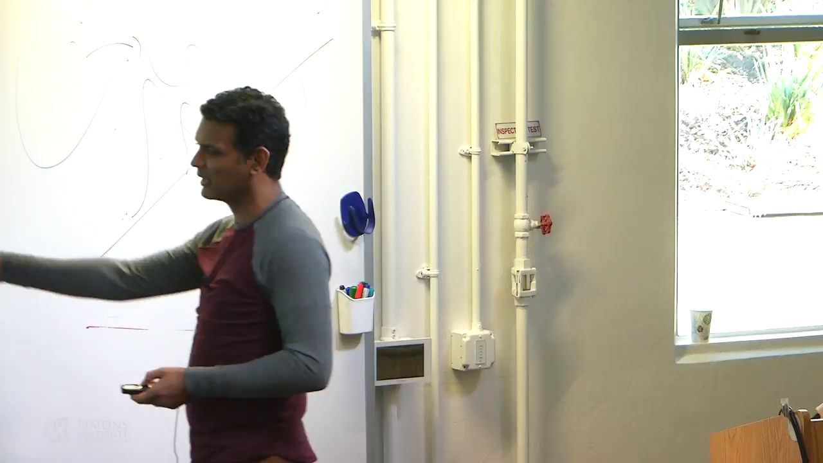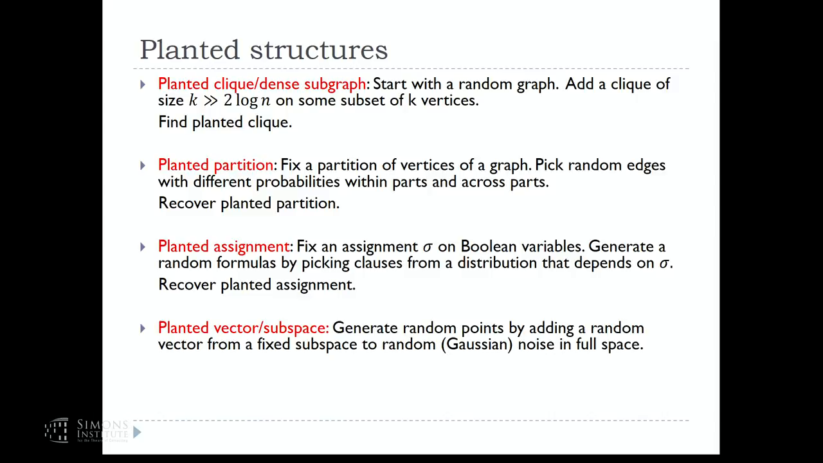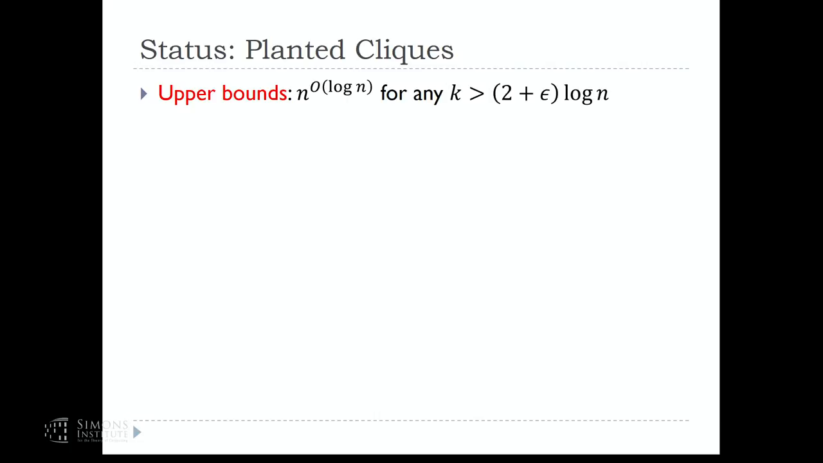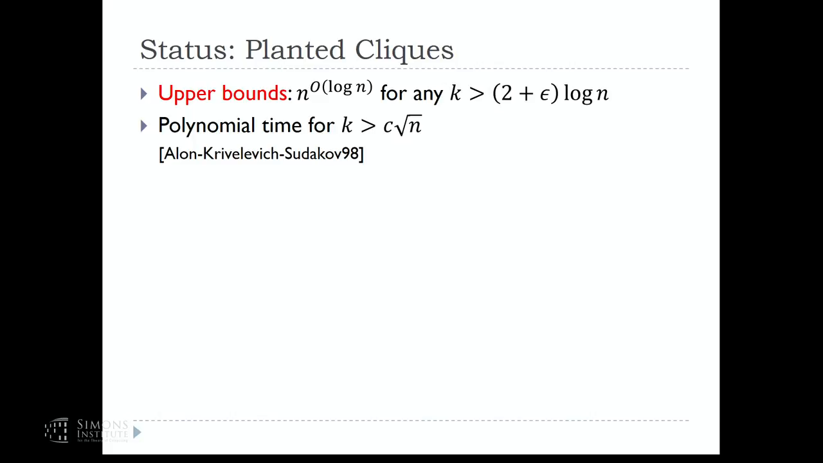And then you could plant other things. I mean, you can plant all kinds of things. It's sort of a way to model a problem. Now, here's the status of planted cliques. The n to the log n is easy, just brute force search. If k is large enough, if k is omega root n, then you can do it in polynomial time. The constant can be any constant. You can do it in polynomial time. And we'll see this algorithm, originally due to Alon, Krivelevich, and Sudakov.